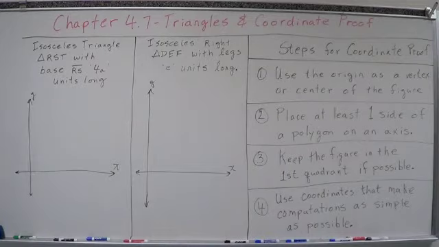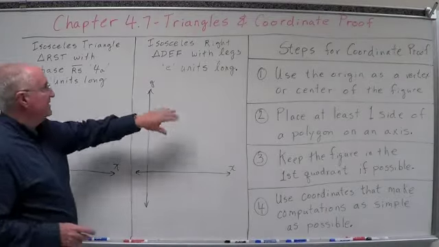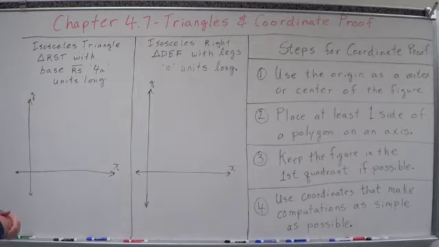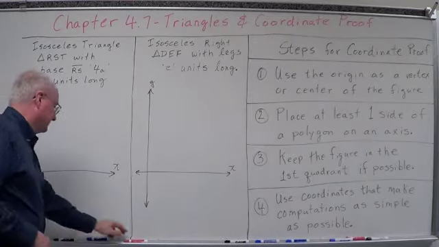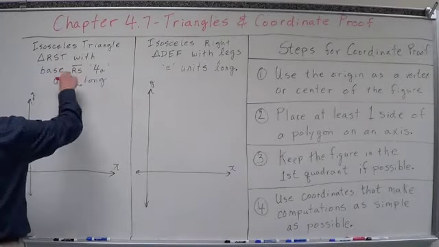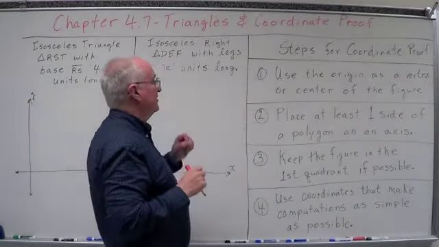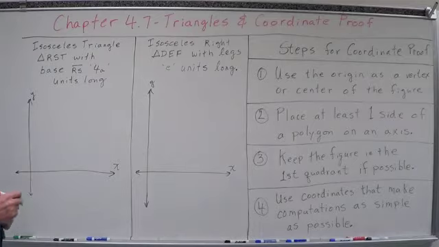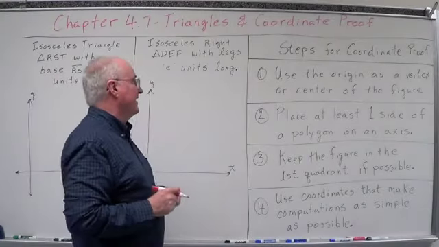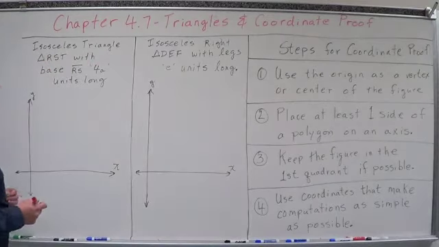Okay, on these 2 samples, what we've got is a description of a triangle, and we're going to graph it. We need to use these steps. Description of a couple of triangles, and we're going to use these steps to graph it. Okay, what we've got is an isosceles triangle, RST, with base RS that is 4 units long. Well, number 1, use the origin as a vertex or center of the figure. We definitely want to do that. Place at least one side of a polygon on an axis. Keep the figure in the first quadrant if possible. Let's see if we can do that.